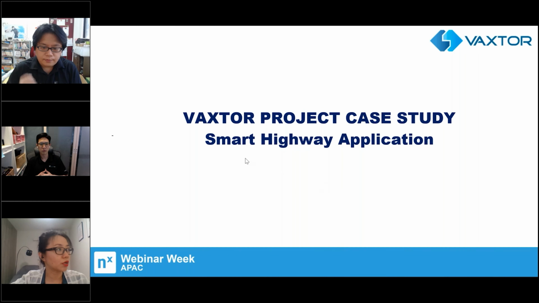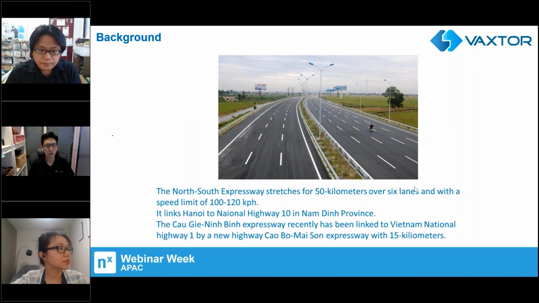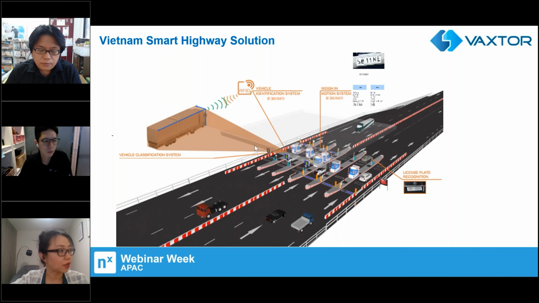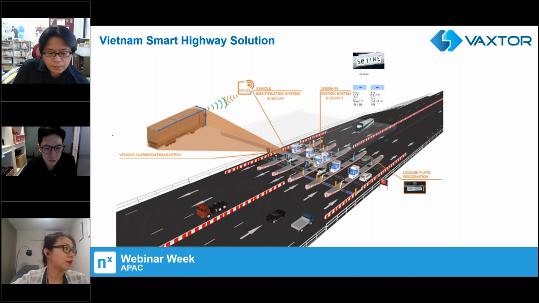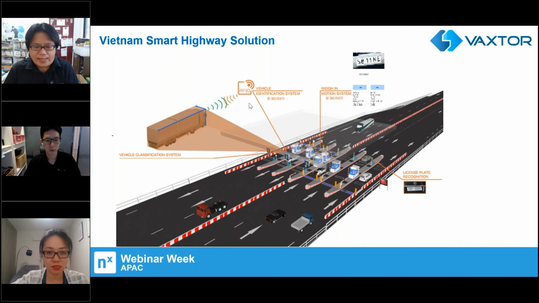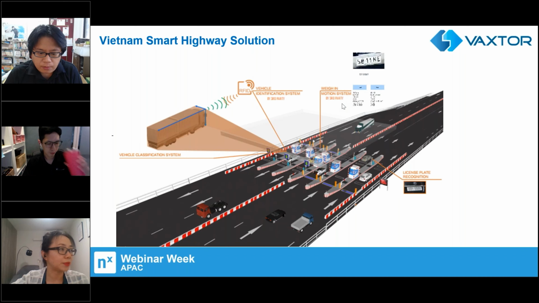Next we move on to talk about smart highway. This is a Vietnam highway project, and this particular project is pretty traditional in terms of the design. It's very basic. We deploy the ALPR together with RFID at all those highway poles. The objective is to make sure that in case the RFID is broken, you still have the ALPR to capture as a secondary verification method.